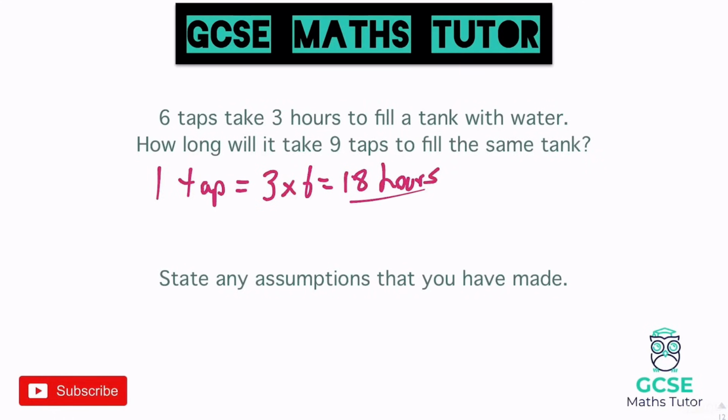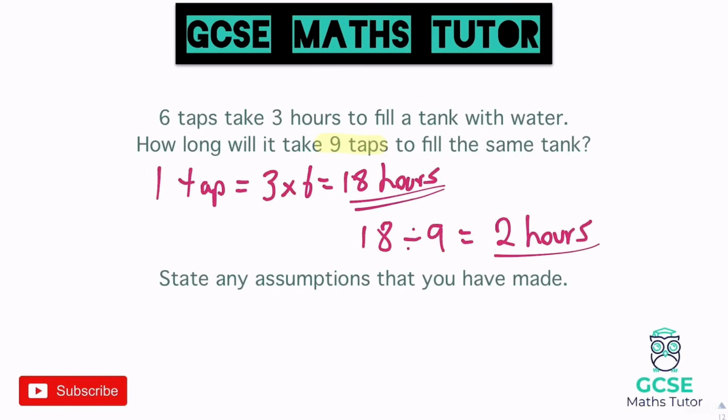So from here, if we know how many taps we've got, we can just divide this 18 hours by however many taps. If we have 2 taps, we can divide it by 2, which would give us 9 hours. We could do 3 taps, divide it by 3 would give us 6 hours. But this particular question here said that there's 9 taps. How long would it take 9 taps? So if we do 18 hours divided by the 9 taps, it gives us a total answer of 2 hours.